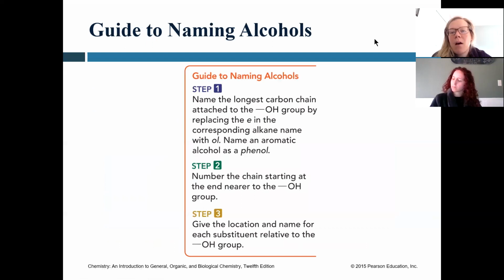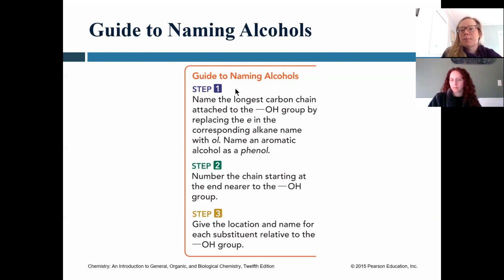So when naming alcohols, name the longest carbon chain attached to the OH group by replacing the E with the corresponding alkane name with OL. Name aromatic alcohols as phenol. Okay, so if you have that benzene ring with the OH, just call that thing phenol. Number the chain starting at the end nearest the OH group.